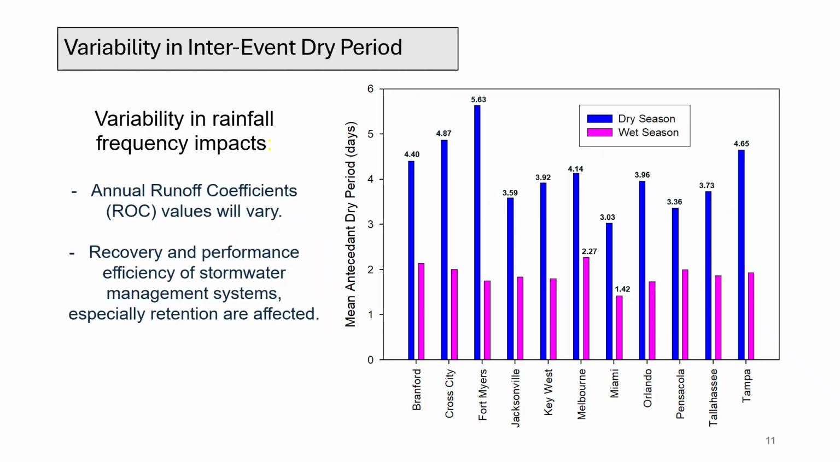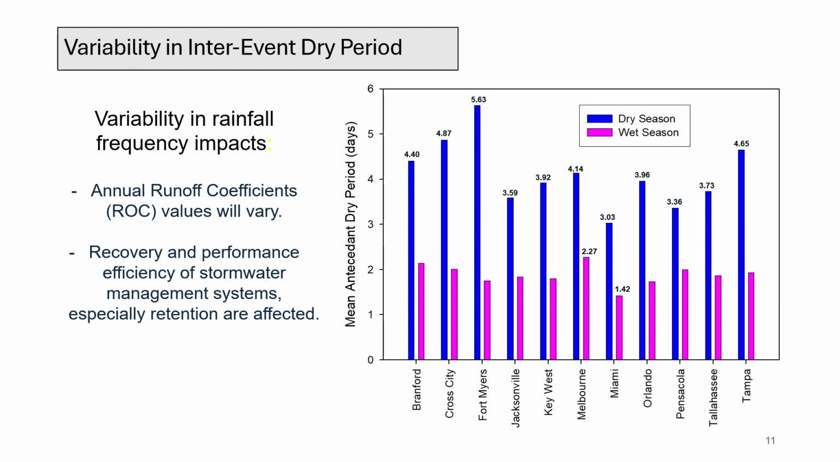The inter-event dry period, which is the time between rainfall events, exhibits significant variability not only across different regions of the state but also seasonally, shifting between wet and dry periods. This natural variability in rainfall frequency has crucial impacts on how we manage stormwater. Firstly, it directly affects annual runoff coefficient, or ROC, values, causing them to vary significantly. This makes it challenging to predict runoff volumes accurately without considering these fluctuations.